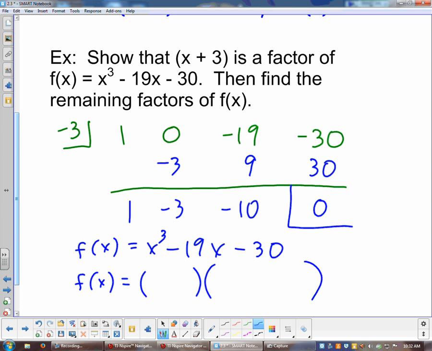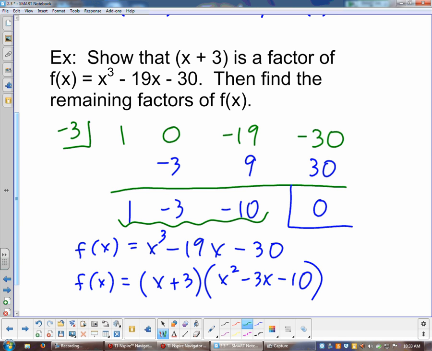X. We just said that we got a 0, which means that what's a factor? X plus 3. X plus 3, but x plus 3 times what? X squared minus 3x minus 10. Thank you. So this right here is giving me the coefficients of my other factor.